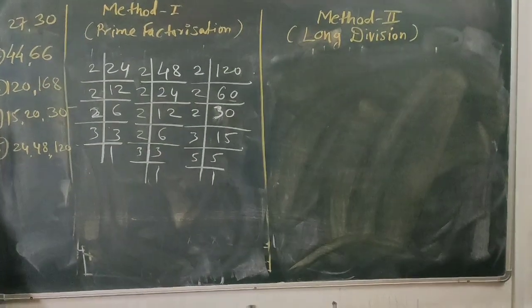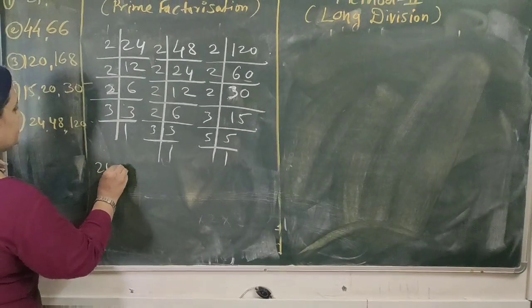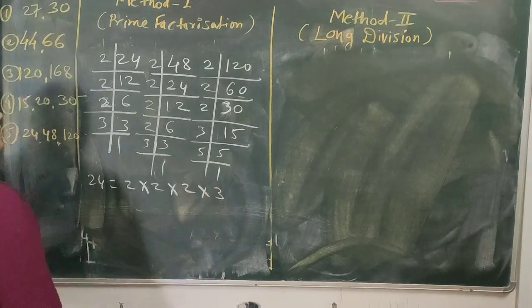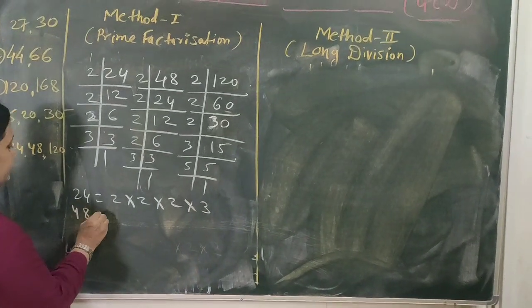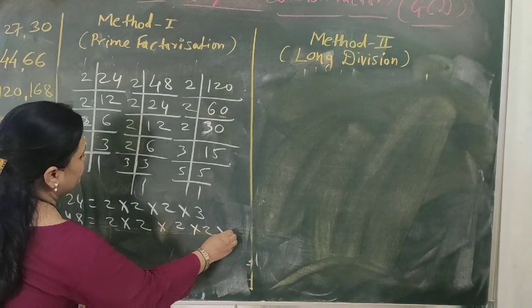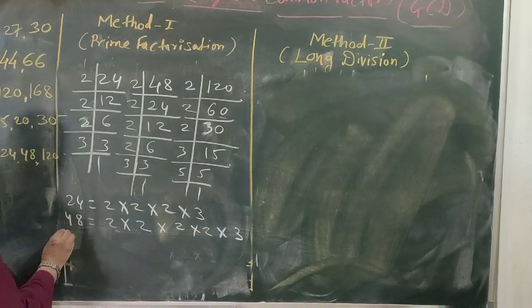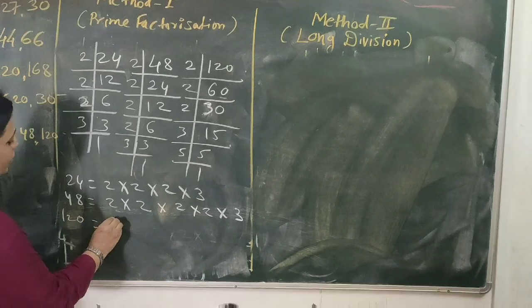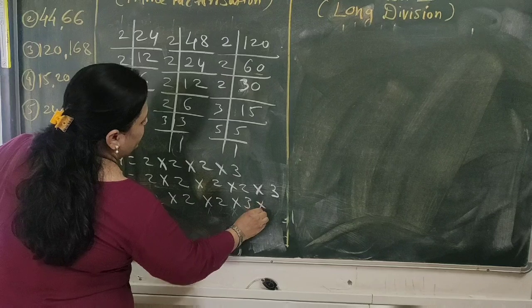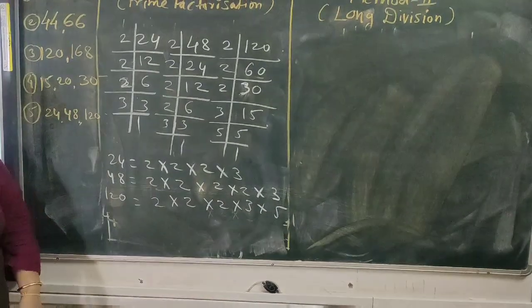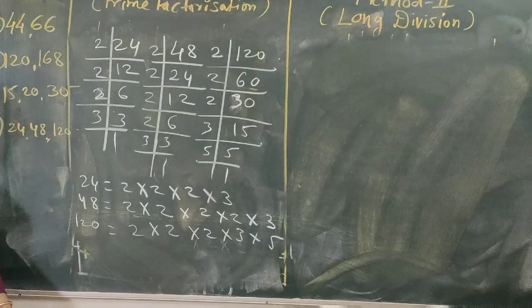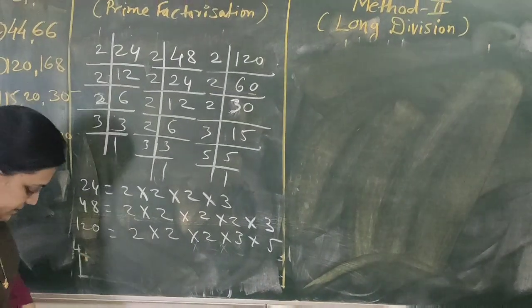Now we will write the factors. So 24 is equal to 2 into 2 into 2 into 3. 48 is equal to 2 into 2 into 2 into 2 into 3. And 120 is equal to 2 into 2 into 2 into 3 into 5, these are the factors.